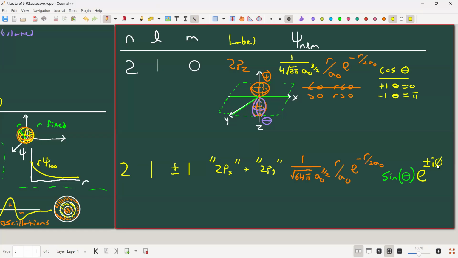And so what's the difference between the plus and the minus state? Well, one of them looks like a clockwise rotation of angular momentum, and the other one's counterclockwise. That's all the difference. Sorry, this is a counterclockwise rotating 2p electron, and this, minus i phi, is a clockwise rotating one. Okay, so that doesn't really help us at all. Well, how did we get 2px and 2py?